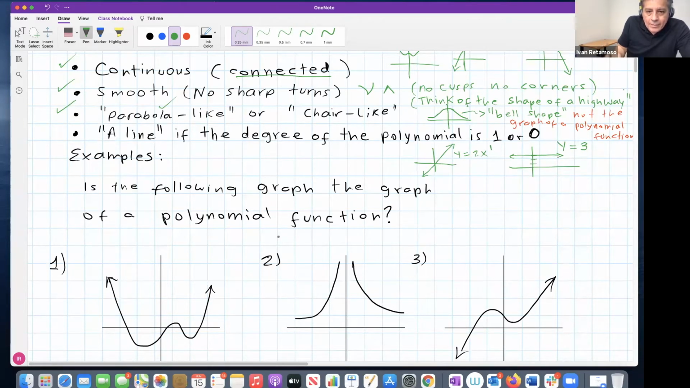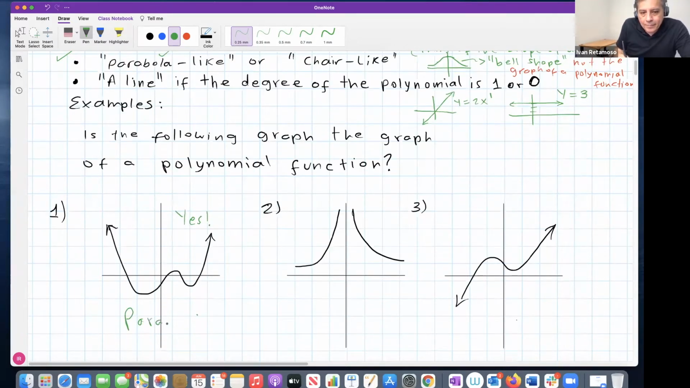This doesn't apply because it's not a line, right? So then this is the graph of a polynomial function. So the answer is yes, parabola-like. Very good. What about this?